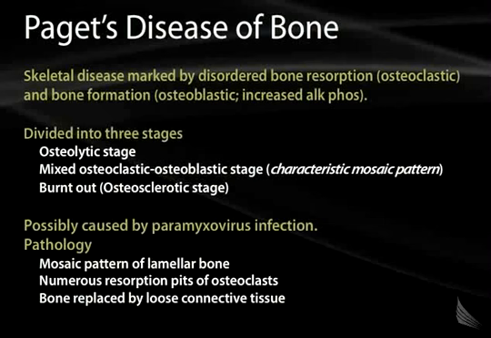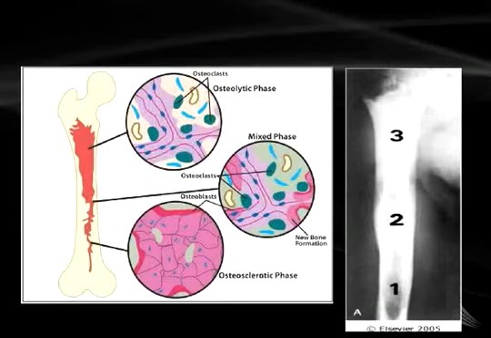The pathology, again, there is a mosaic pattern within the lamellar bone. You have numerous resorption pits or Howship's lacunae filled with osteoclasts, and then bone eventually replaced by a loose connective tissue. This is just an example of a long bone where you have all three phases taking place: the osteosclerotic phase, the mixed phase, and the osteolytic phase. You see them represented by the numbers 1, 2, and 3.